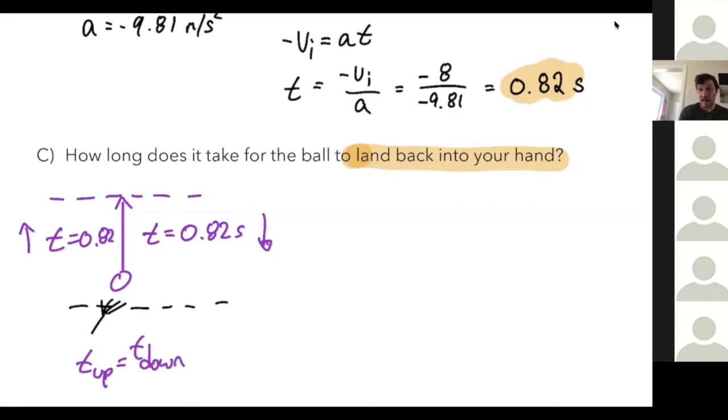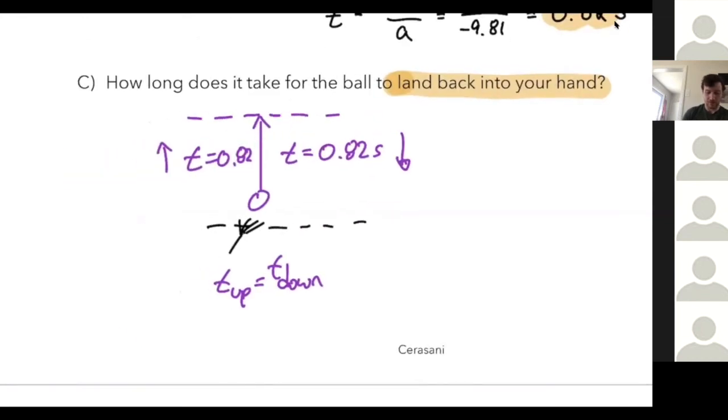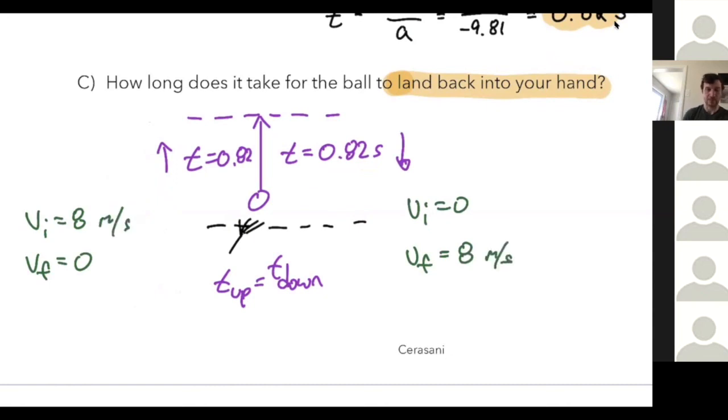And you can do the math if you really wanted to. On one side, I'm going to move this over here, you have an initial velocity of 8 and a final velocity of 0. But on the other side, you have an initial velocity of 0 and a final velocity of 8 meters per second. Because it's going to be moving exactly the same speed going down, because nothing else is acting on it other than gravity.